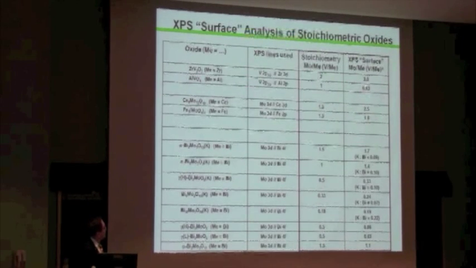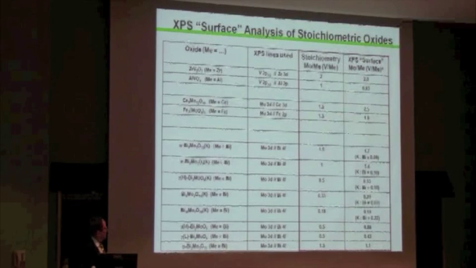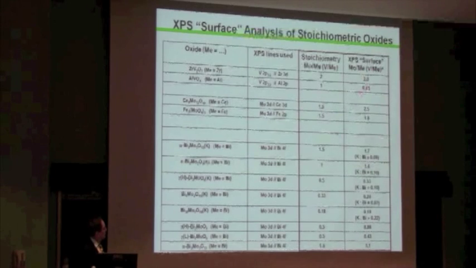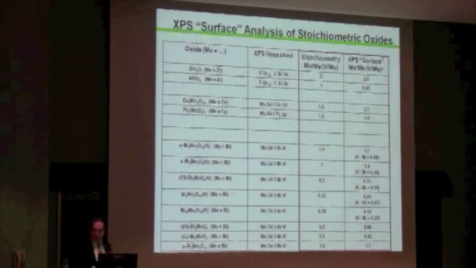When you go measure it, the vanadium to aluminum ratio is 0.63, indicating that there's a depletion of vanadium at the surface. If there's an excess of vanadium or molybdenum, this number will be greater. If there's a depletion, it's going to be lower.